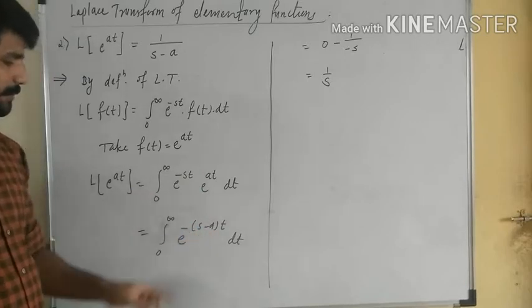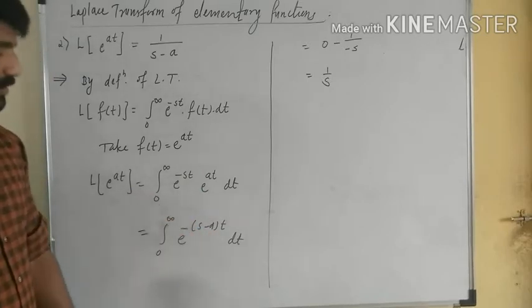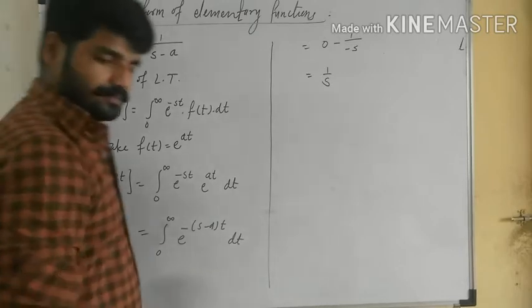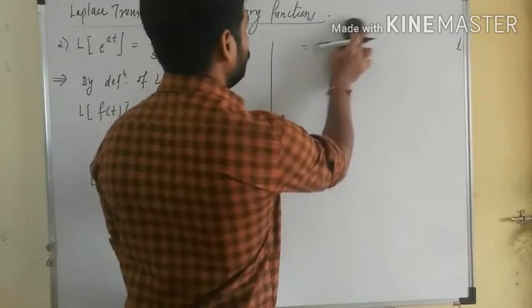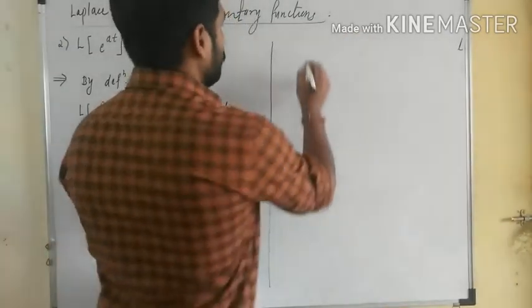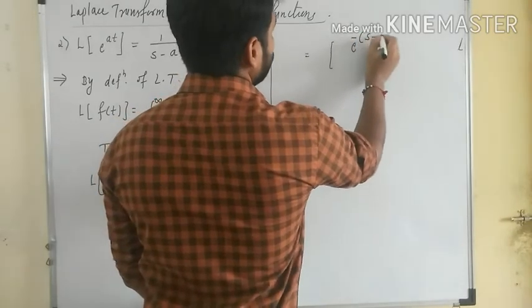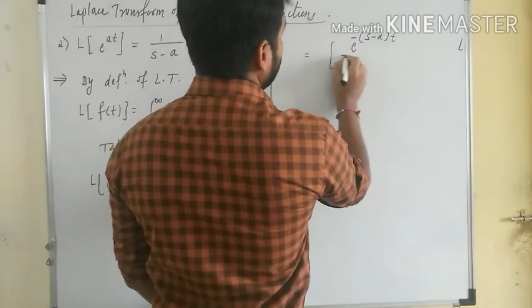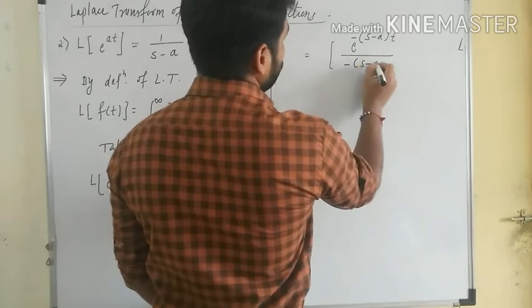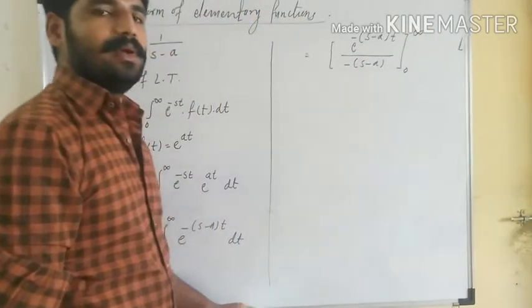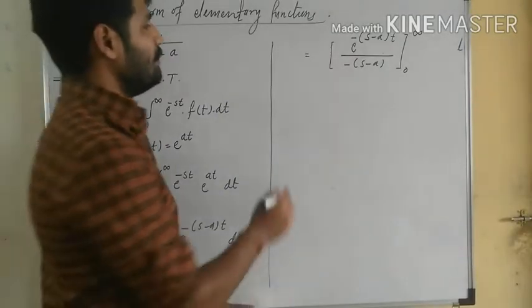So this is the final function after using the laws of indices. Now take the integral with respect to t. So taking integration with respect to t, we get e raised to minus (s minus a) t divided by minus (s minus a), limits from 0 to infinity. Now substitute the upper limit as well as the lower limit.